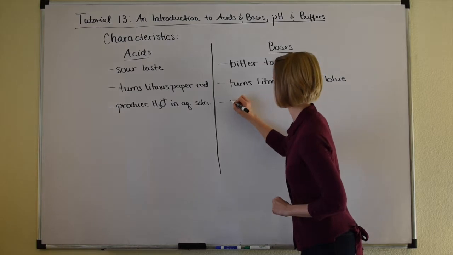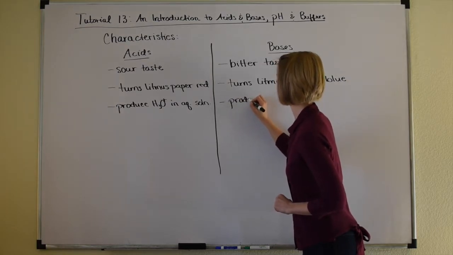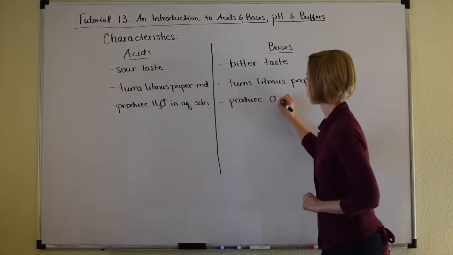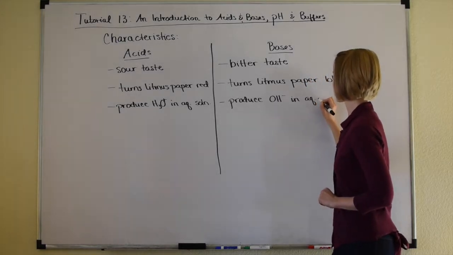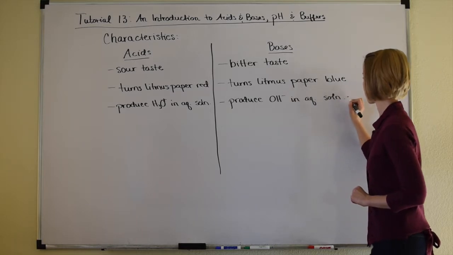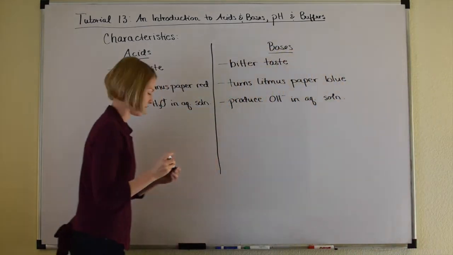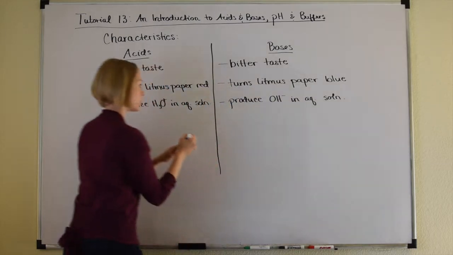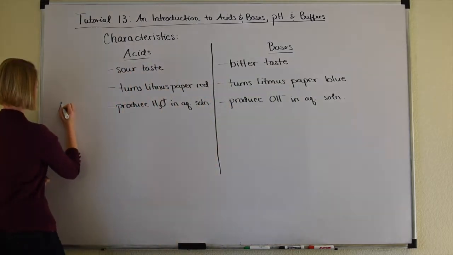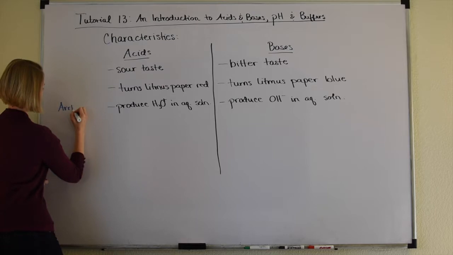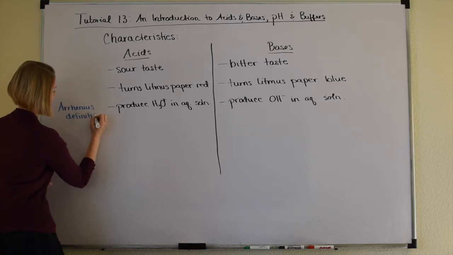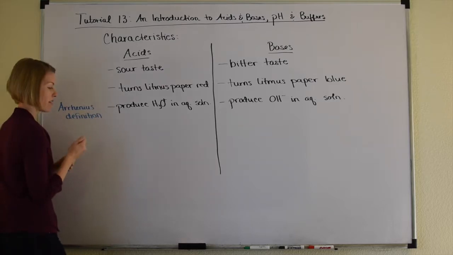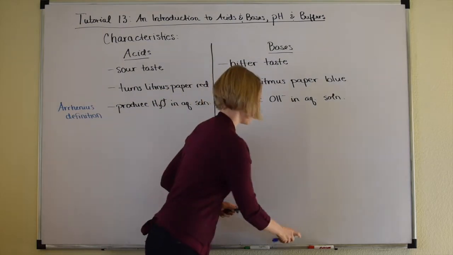So I'm going to write that down here. Bases produce hydroxide, remember that's OH-, in an aqueous solution. Okay, and this is the Arrhenius definition. I'm going to write that down in blue right over here. This is the Arrhenius definition for an acid and a base.